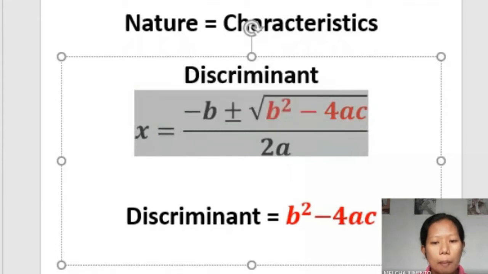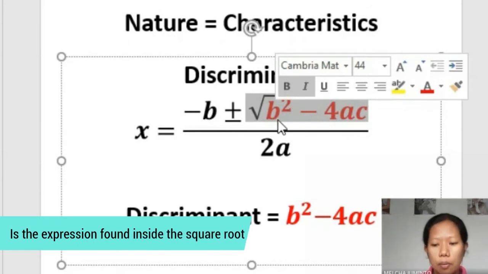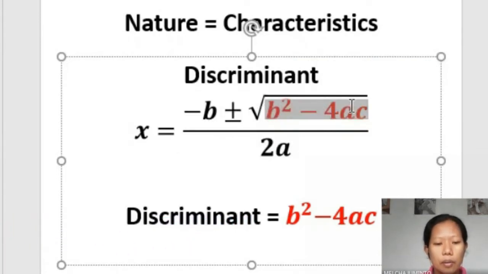If we go back to the previous lesson, this equation is what we call the quadratic formula. And when you say discriminant, it is simply the expression found inside the square root. Again, the discriminant is the expression found inside the square root, and that is b squared minus 4ac. That is what we call the discriminant.